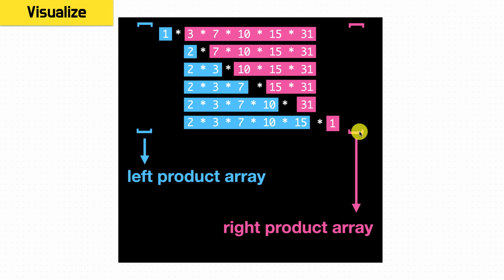With the right product array, we just start at the end and work our way towards the beginning. And once again, the first value is 1. Then to calculate the answer at any index, it's going to be left product array at the index times right product array at the index.